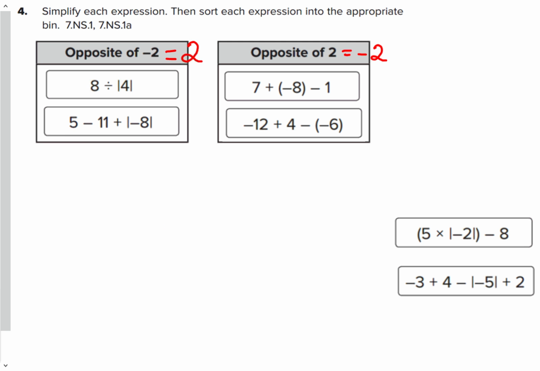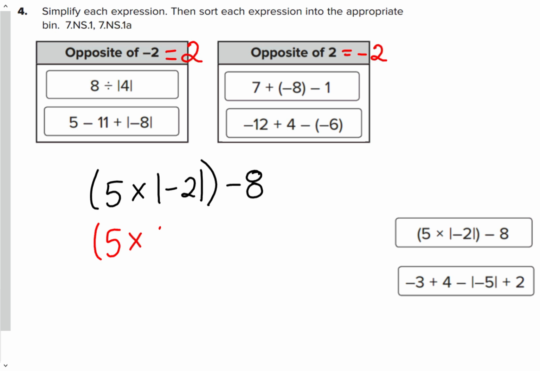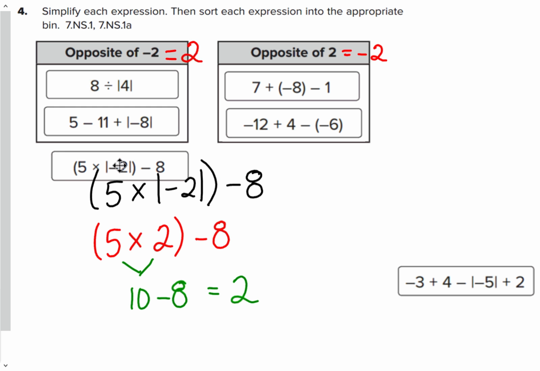Okay, moving on to the last two. We have in parentheses 5 times the absolute value of -2, minus 8. Okay, this is our first one with multiplication. So let's go ahead and do the absolute value first. So the absolute value of -2 is +2. Okay, order of operations tells us to do parentheses first. So 10 minus 8 is 2. So 2 is the opposite of -2. So this falls into the category of the opposite of -2.